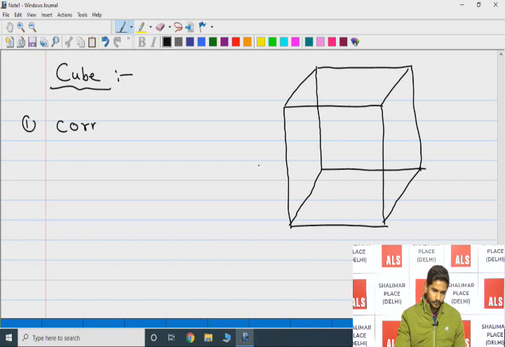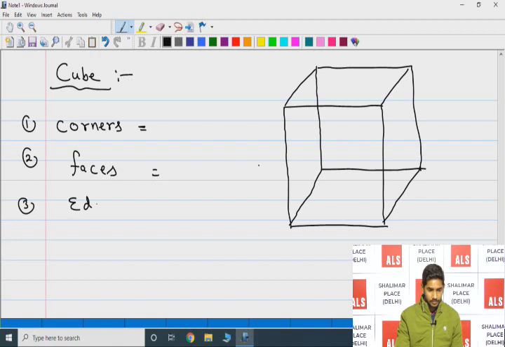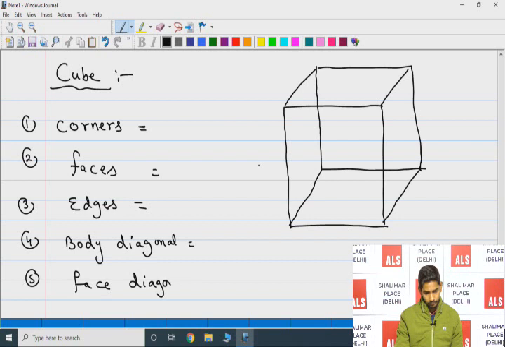First of all, corners. How many corners are there in that cube? Do not draw it, or you can draw it later on. First of all, you have to answer me these simple questions. And after the corners, you need to count the faces, and then the edges, then body diagonal, then face diagonal. Very basic things. Just look at your cube, think about it, and tell me your answer. I'm giving you 2 minutes to solve this.